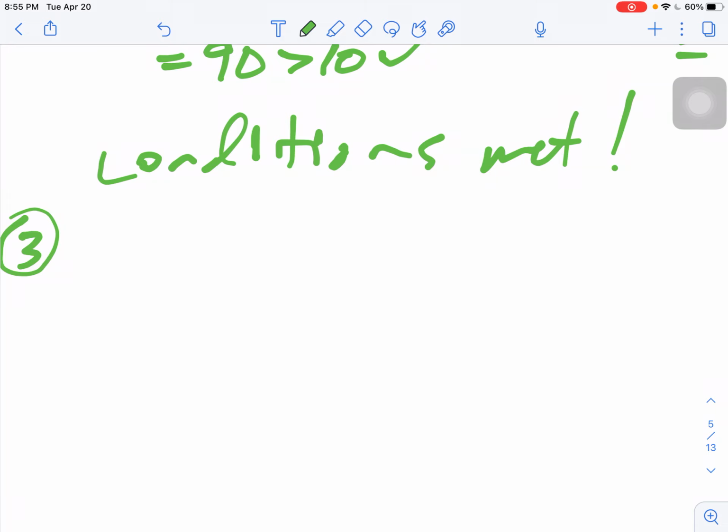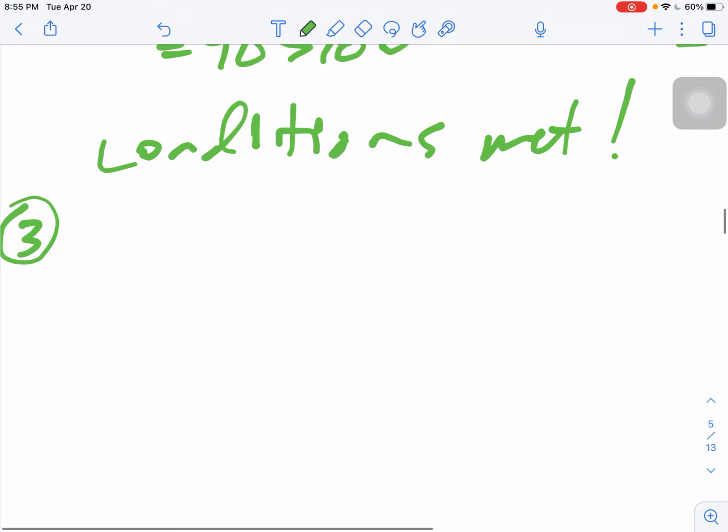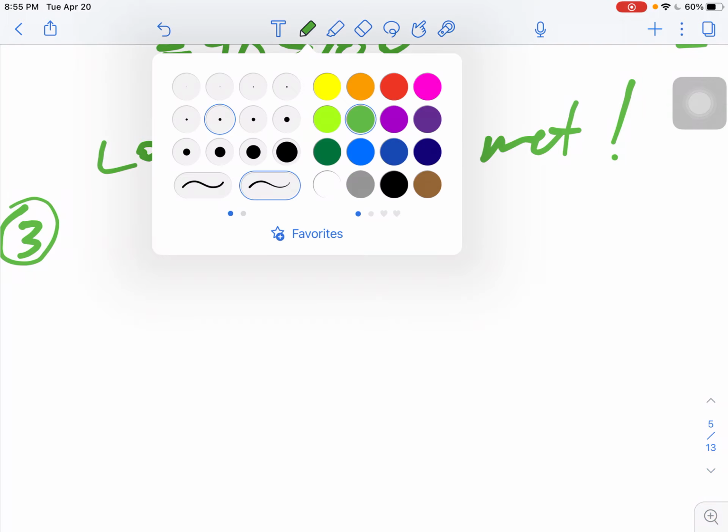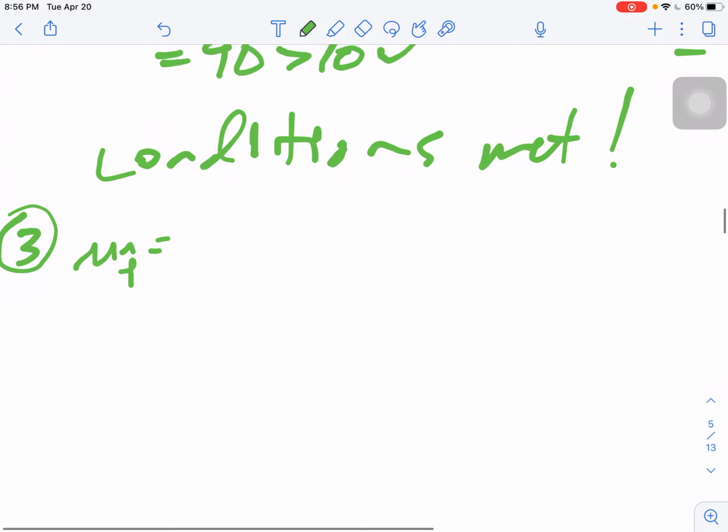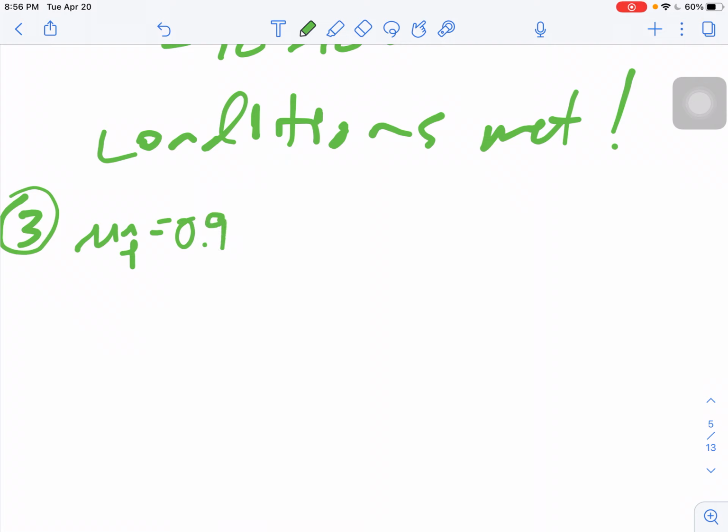All right. Step 3 is now where I do my test statistic and my p-value. So I'm going to go ahead and draw my distribution. So remember, I need to find my mean and standard deviation of my sampling distribution. So mu sub p hat, remember that's just always equal to p, which is my null hypothesis, so 0.9. And then I'm also going to do my standard deviation. So it's the square root of 0.9 times 1 minus 0.9 over 100. And that standard error is 0.03.